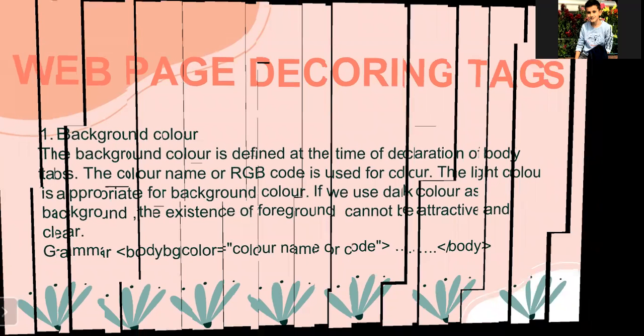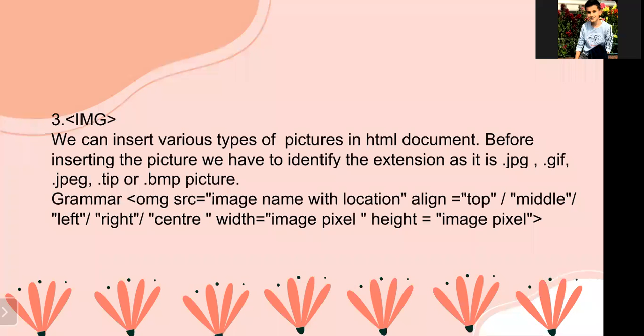Next tag is the image tag. Images help us to give more visual effect in our web page. So inserting an image is one of the best ways to decorate our website. We can insert various images in HTML, which may have extensions such as JPG, GIF, JPEG, .tif or .bmp. Its grammar is img src equals to, and after the src we must give the source of the image.